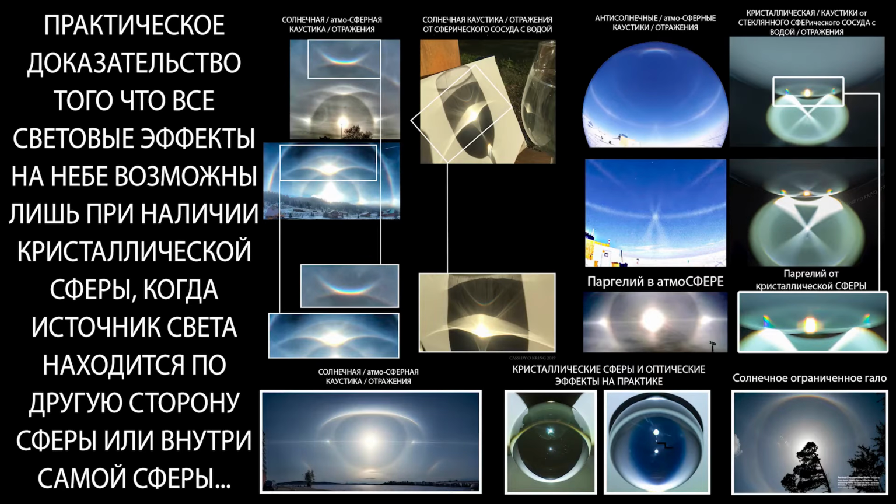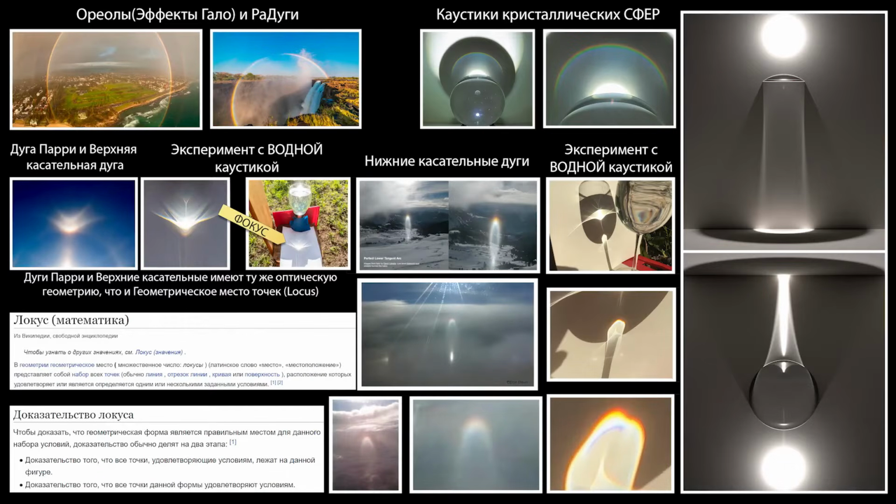Let's read a little about lighting effects from old research materials by Stephen Christopher. Practical proof that all light effects in the sky are possible only in the presence of a crystal sphere, when the light source is under the other side of the sphere or inside the sphere itself. Solar atmospheric caustics, reflection in comparison with solar caustics from a round water vessel. Next, the atmospheric caustics and crystal caustics from a glass spherical vessel with water below the crystal spheres and optical effects in practice, and next to the solar limited halo, compare all these images yourself.